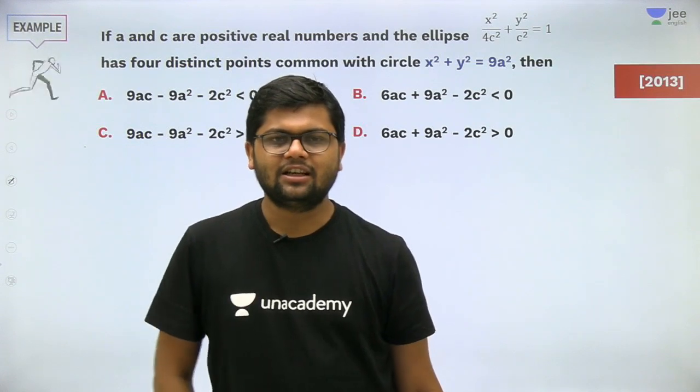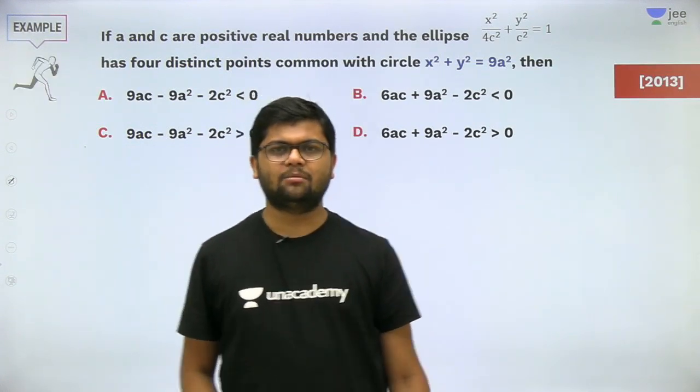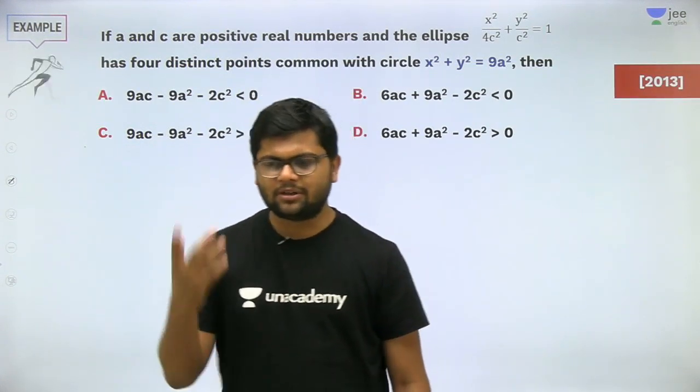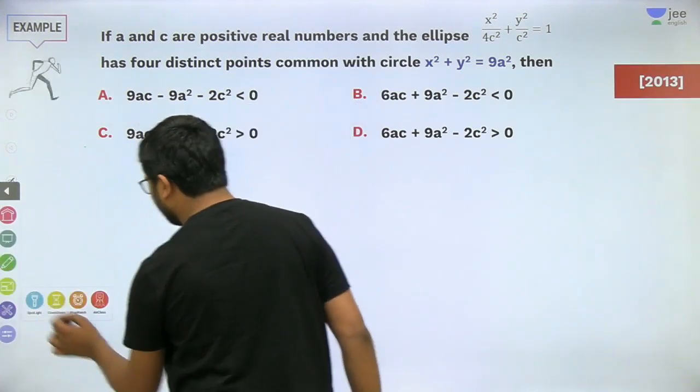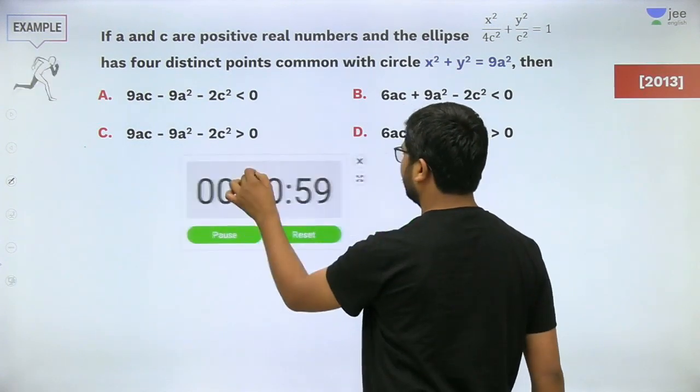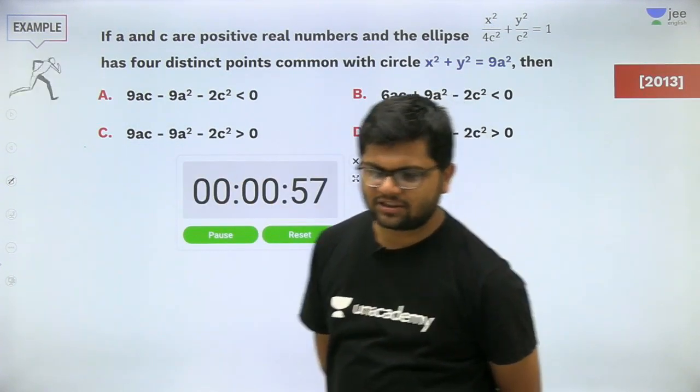If A and C are positive real numbers and the ellipse, I am giving you 1 minute, try solving this one. Hello Vishal, hello everyone. This is also a very beautiful question. Very beautiful question. Give me the answer in chat box.